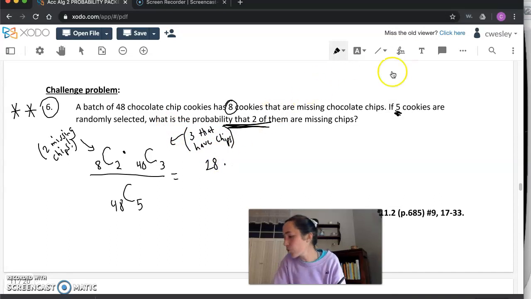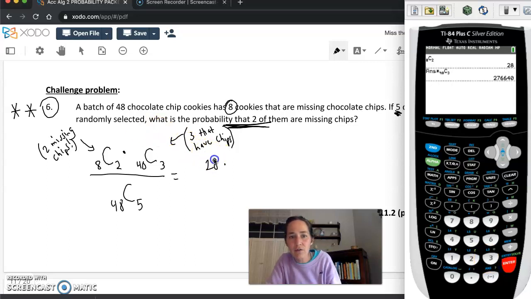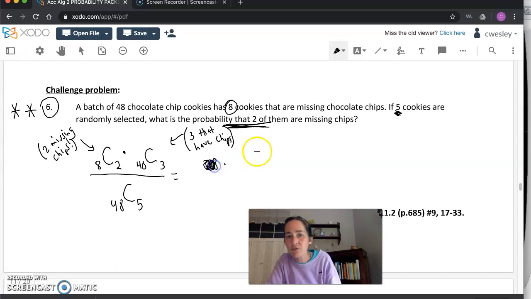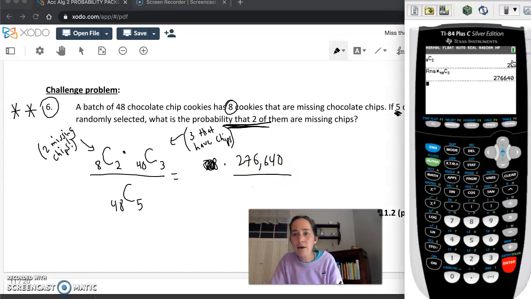Next to it, we want 40C3. This is going to make the number really big. So I'll just say times 40C3. This way, it's already going to multiply it. It's just going to give me a huge number for the top of this fraction. So 28 times 40C3 gives you a huge number. It's going to be 276,640. On the bottom, we need 48C5.